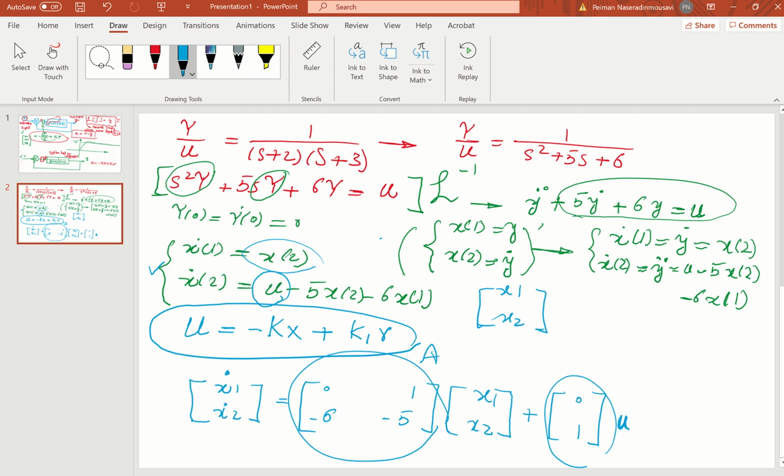For what? For finding what? For finding the gain matrix again by using the Ackermann methodology. That's right. But let me double check everything because I'm human, I can make a mistake. So this is going to be 5, and this is going to be 5x2, 6x1. Okay, so this is your A, this is your B.